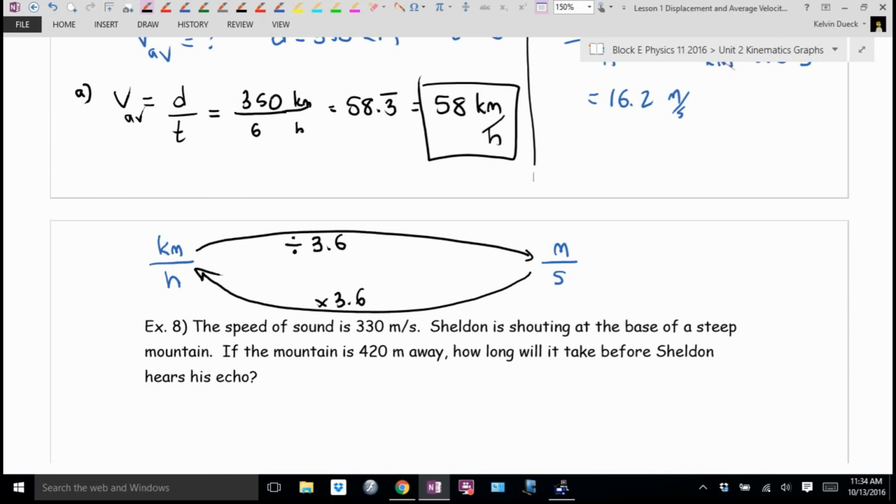This is one I don't mind coming up with a shortcut for. So on your green formula sheet, at the bottom of the page, put that.